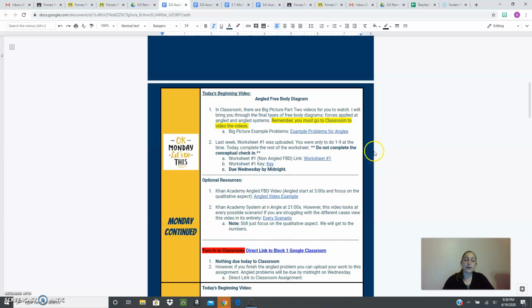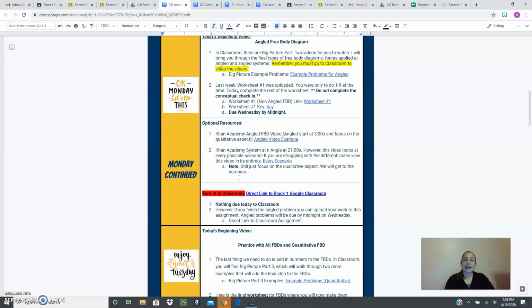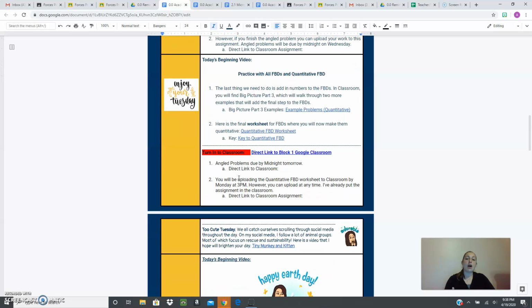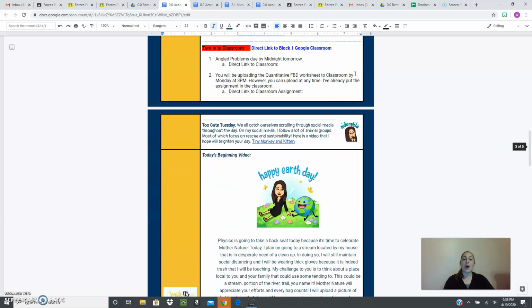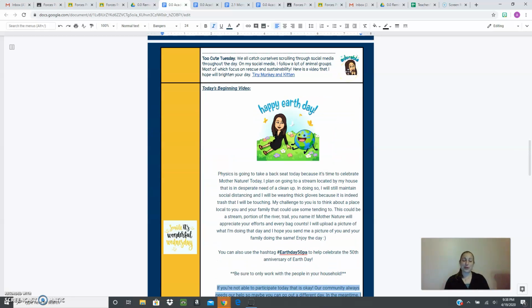So what you're going to end up doing is you will finish up that original worksheet. Last week, you were only assigned problems 1 through 9, but this week you'll be assigned the rest of them. And then on Tuesday, we're going to look at how we put in the numbers, and that's pretty much going to be it for the note side. So really you just have Monday and Tuesday where you're going to take some notes and do some problems. Then on Wednesday, it is Earth Day.